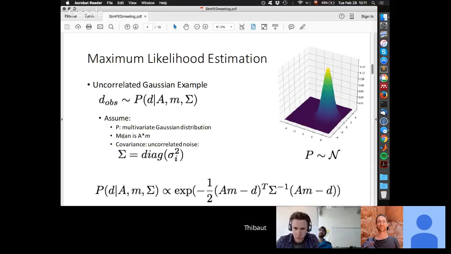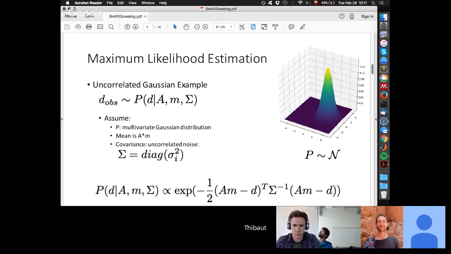If I look at this one in 2D, one axis will be data 1, the other axis will be data 2. And then on the Z axis I have the probability density. Here I put it shifted, and it's actually a bit skewed too. So my maximum probability will be here, around 2 for this one and around 0 for this one.